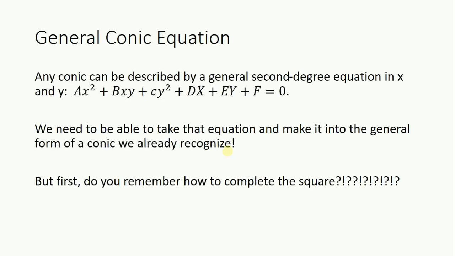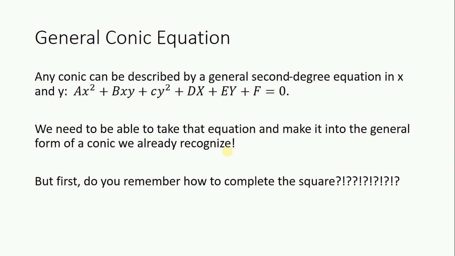Today what we're going to be looking at is general conic equations. So any conic can be described by a general second degree equation in x and y. Something that looks like that. Now, we need to be able to make that big giant gross looking equation into one of the general forms of the conics that we already recognize. The circle, the square, the ellipse, the parabola, any of those.